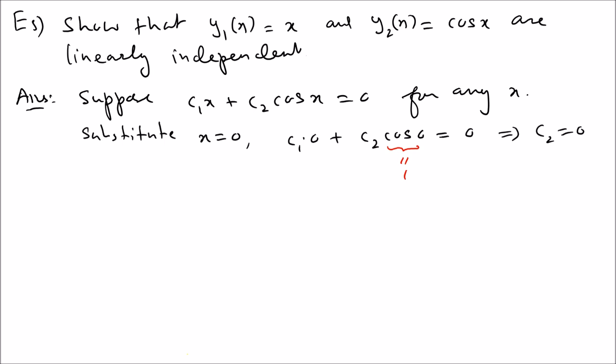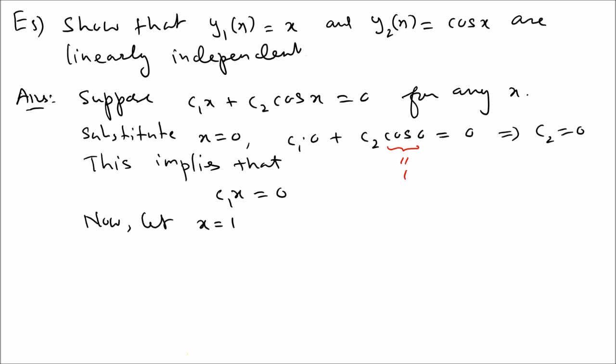Now what we can do? This implies that c2 equals 0. Solving a math problem is a logical argument, so that's why we write it like that. Since c2 equals 0, we only have c1 x equals 0. Now we can just put any non-zero value. Let x equal 1, just pick anything other than 0. So this says that c1 equals 0.